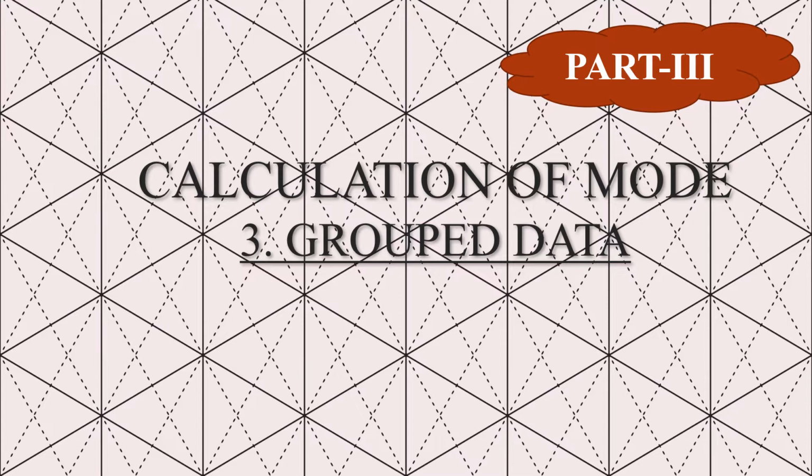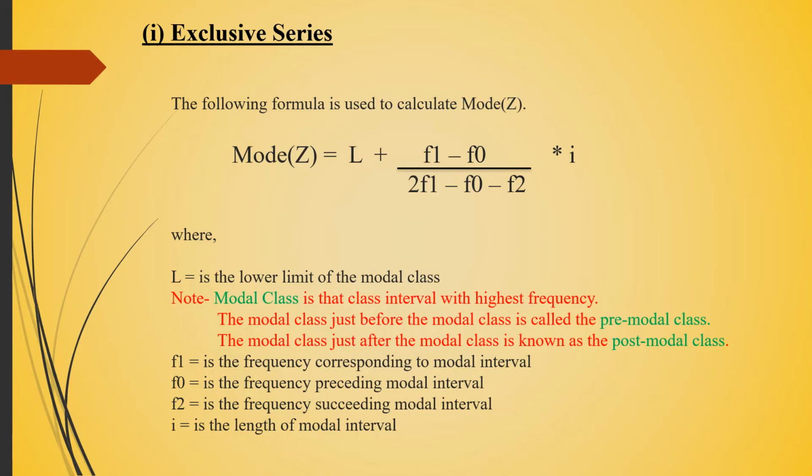So today in part 3 of statistics, we will learn how to calculate mode for grouped data. So let's begin. First, for exclusive series, the following formula is used to calculate mode. Mode is equal to L plus (F1 minus F0) divided by (2F1 minus F0 minus F2), multiplied by I, where L is equal to the lower limit of the modal class.